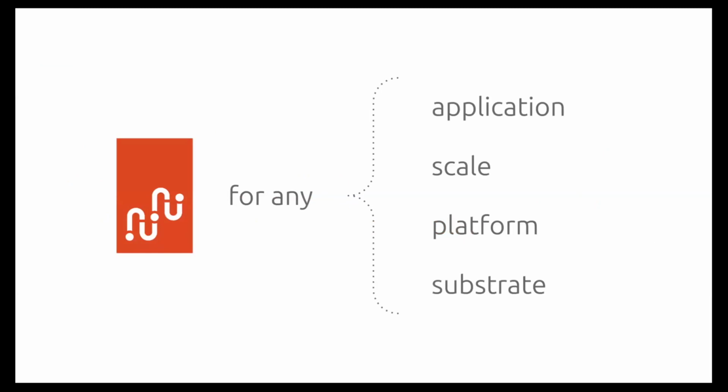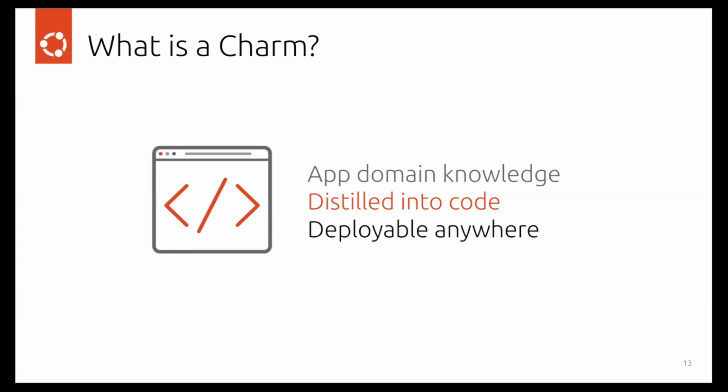And in Canonical we use Juju, that is the orchestrator, our operator framework, which is a way to deploy any application at any scale, on any platform or any substrate.